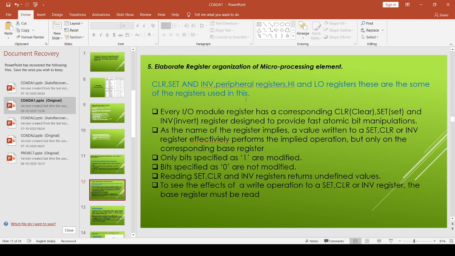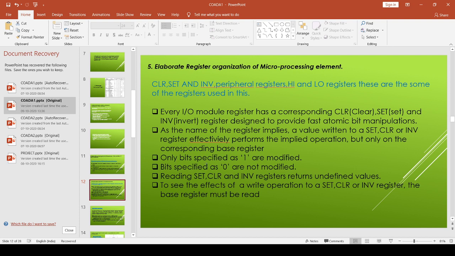And these are clear, set, and invert peripheral registers. High and low registers are a few of the registers used in this microprocessor. Clear is used to reset that operation, set is for 1, and the invert register is used to invert the input. For example, if we give 0 as input, it will invert it as 1. If we give input as 1, it will invert it as 0.